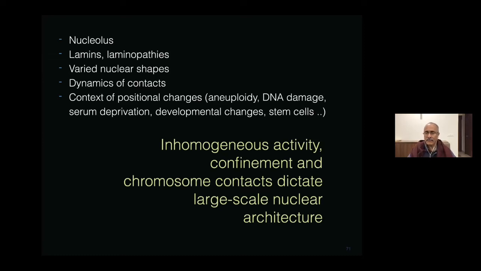But the main bottom line that I want to make is that inhomogeneous activity, confinement, and chromosome contact really dictate large-scale nuclear architecture. And this is different from the sort of approach that Anjana had described, where those questions are detailed biochemical local questions. But the questions that I think physics can answer, or physics can attempt to answer, are all questions that happen at a much larger scale, the 1 MB and beyond. And they have to do with centers of mass of chromosomes, where are they located, the shapes of chromosome territories.